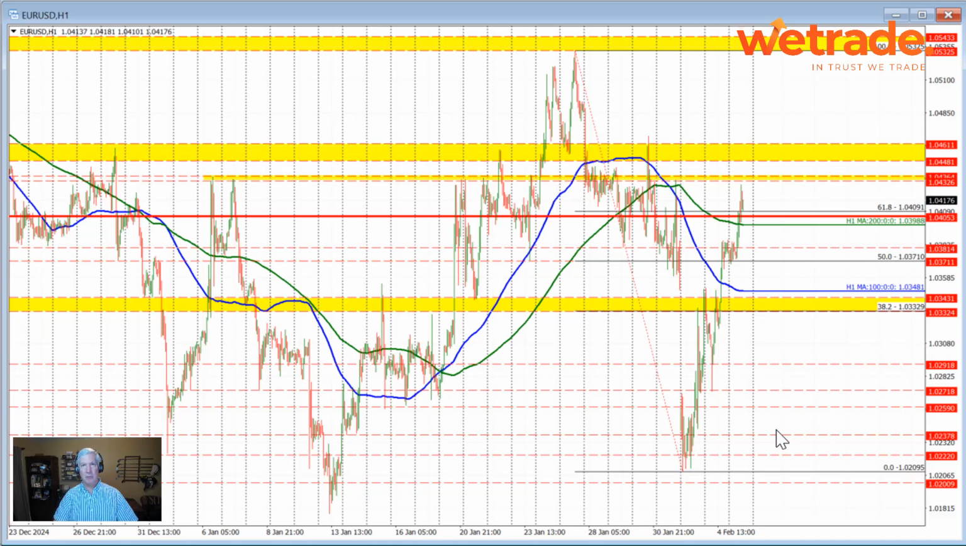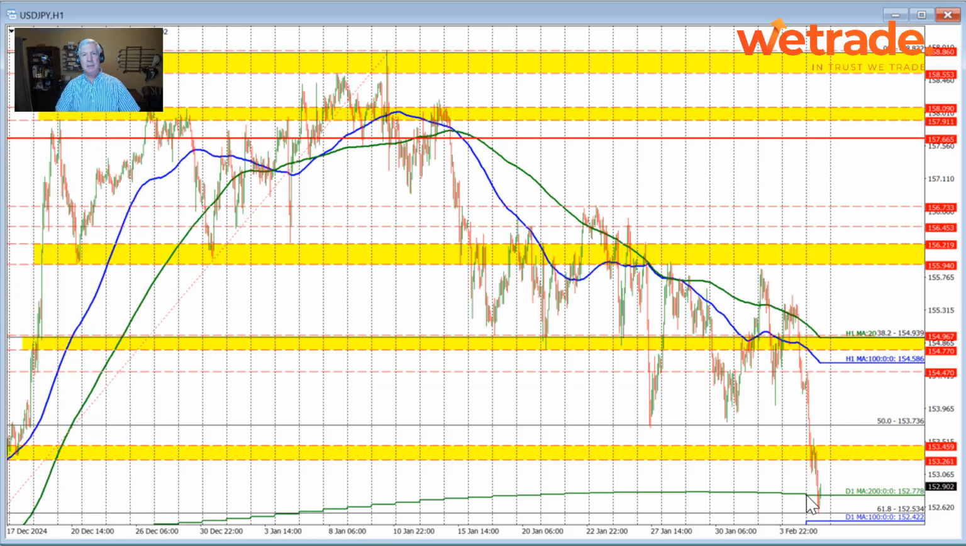If the momentum continues on the downside, watch the 1.03988 level. If we go below that level, then we could see further probing to the downside with the 50% retracement back in play. Let's take a look at the dollar versus yen next. I mentioned that this currency pair has been the biggest mover with a move of over 1% to the downside.